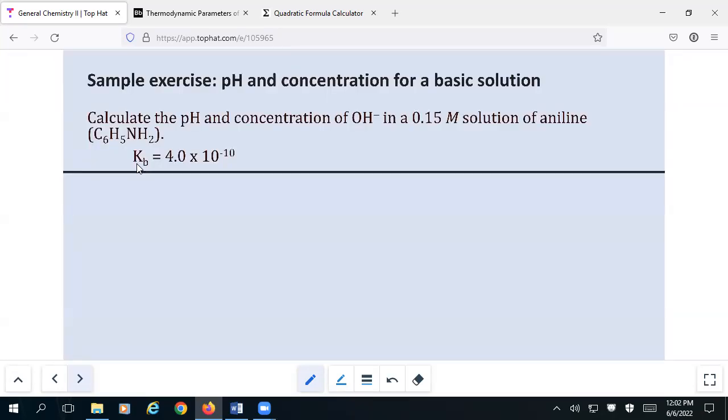All right, let's do one exercise and then we'll cut out here for lunch. Calculate the pH and the concentration of hydroxide in a 0.15 molar solution of aniline. Aniline is C6H5NH2. Its Kb value is 4.0 times 10 to the negative 10th. So we know the formula of aniline here. It's not super important. We could always fake it if we had to. But since we have it, we'll go ahead and use it.